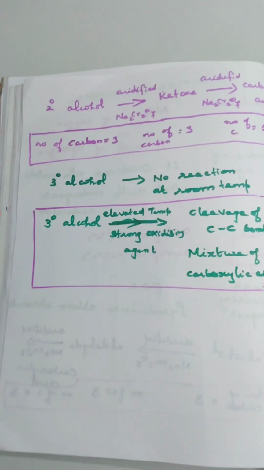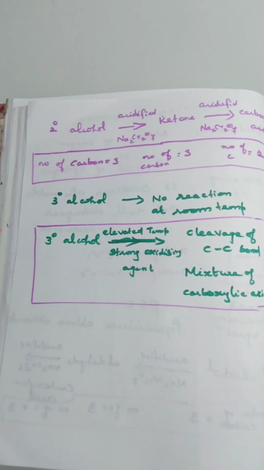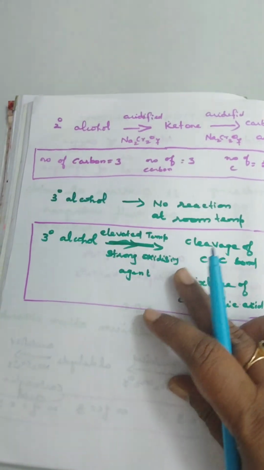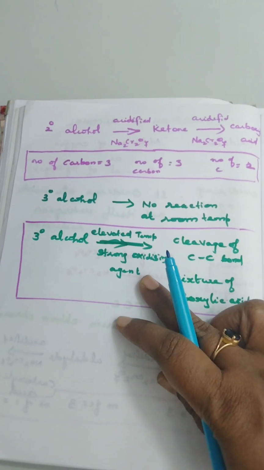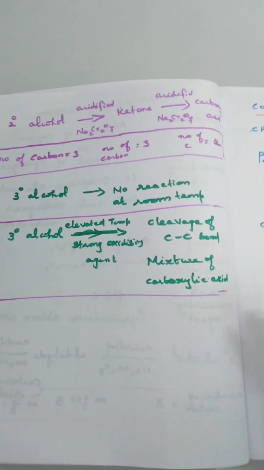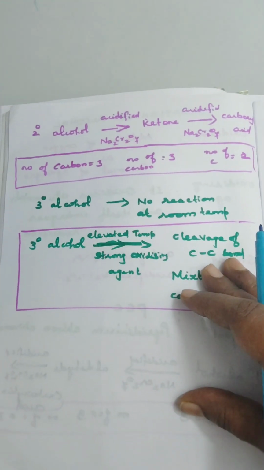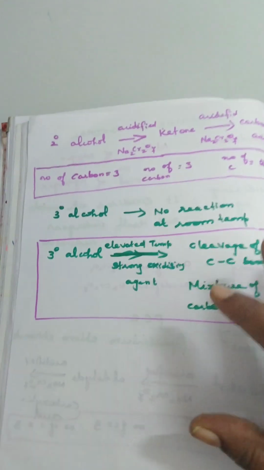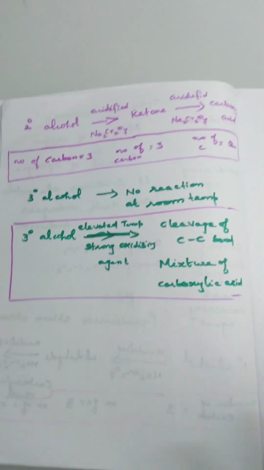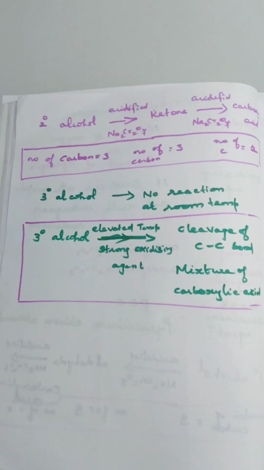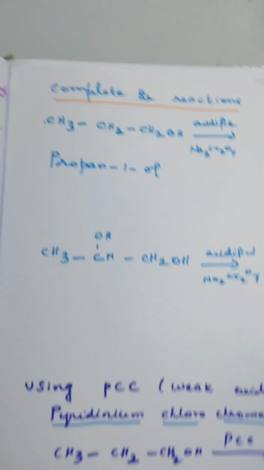Then tertiary alcohols do not undergo oxidation at room temperature. Only at elevated temperature, and by using a strong oxidizing agent, it undergoes oxidation. In that oxidation also cleavage of C-C bond occurs, so you get a mixture of carboxylic acids. Reactions are not given in our book, so no need to worry about tertiary alcohol, but you have to know this one: tertiary alcohols do not undergo oxidation at room temperature. For 1 mark you have to remember this: cleavage of C-C bond occurs, so a mixture of carboxylic acids you get. Then let us go for an example.